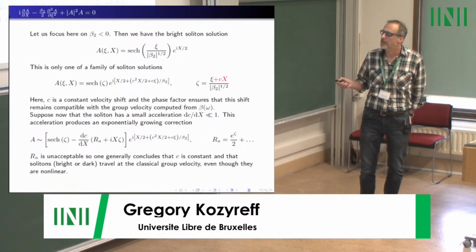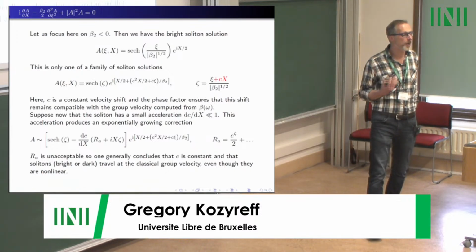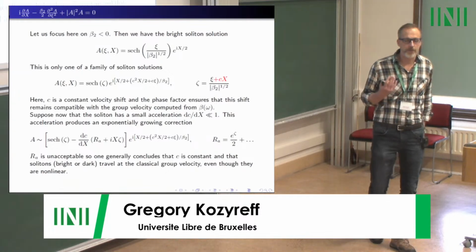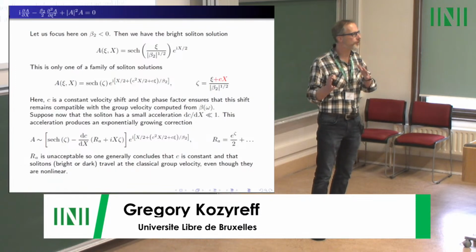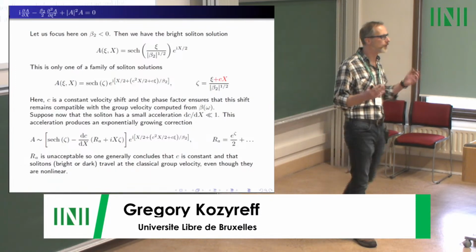And that's obviously physically not allowed, and on the basis of that, we know from textbooks that a soliton is not supposed to accelerate. It moves at a constant speed, and it is the group velocity.